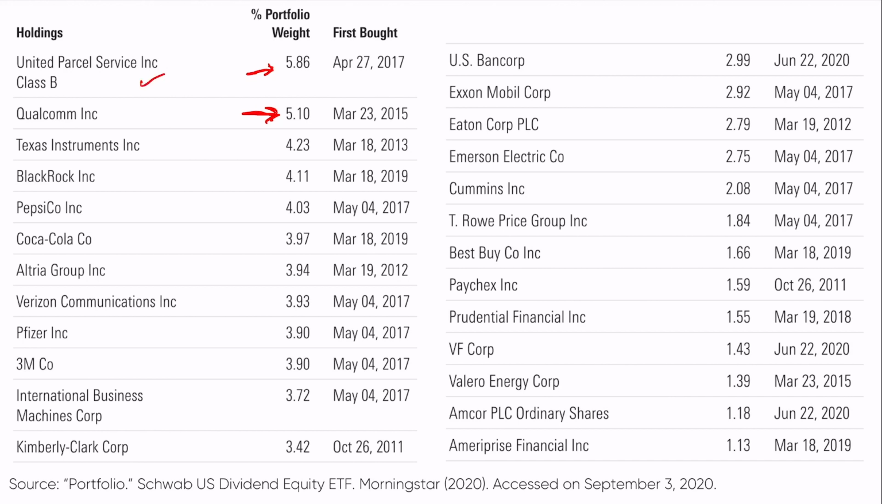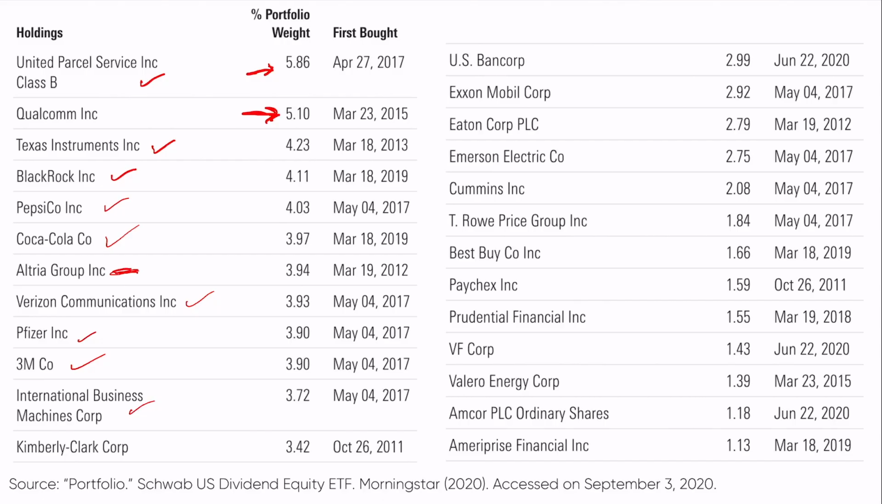Obviously UPS, Texas Instruments is a high quality name, BlackRock, Pepsi, Coke, Verizon, Altria's having problems, but it's a nice yield, good competitive advantage there. Pfizer, 3M, IBM's had struggles, but for the most part, a very high quality look to this group of stocks. Not an overwhelming amount of leverage in a lot of these names, unlike what we saw with last week's SCHD.